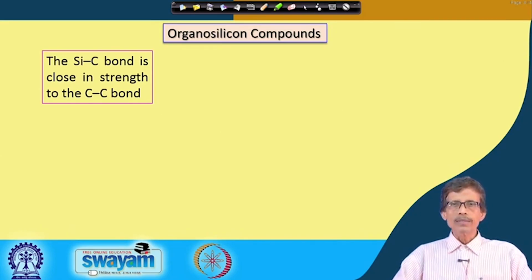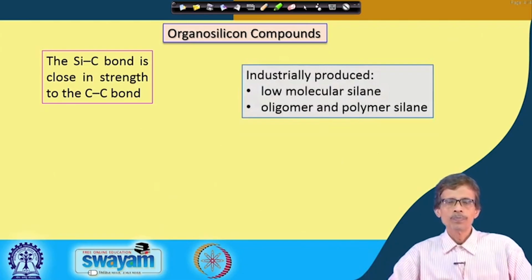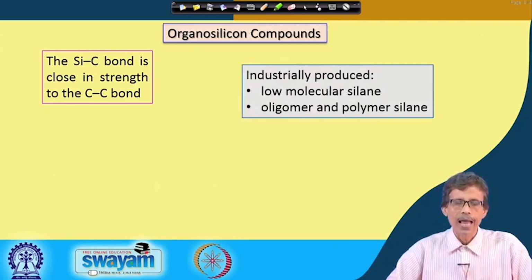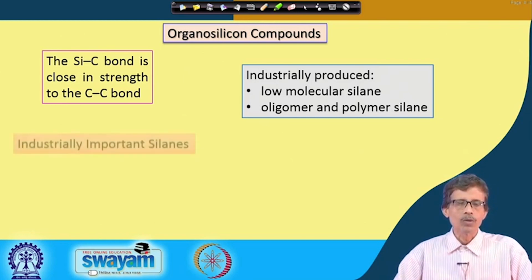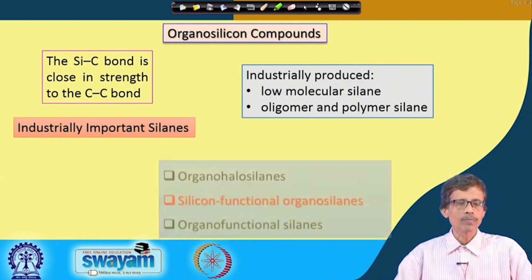Now, if we go in a similar fashion, substituting one of the carbon centers by silicon, we get silicon-carbon bonds. If that silicon-carbon part is repeated, we get the corresponding silicon analog of the polymer, which can have a different reactivity pattern, because the carbon-carbon bond strength and the reactivity pattern will be slightly different, though it is close in strength to the carbon-carbon bond. Industrially we can produce low molecular silanes, oligomers and polymeric silanes. So, these are the organosilicon compounds we can use.